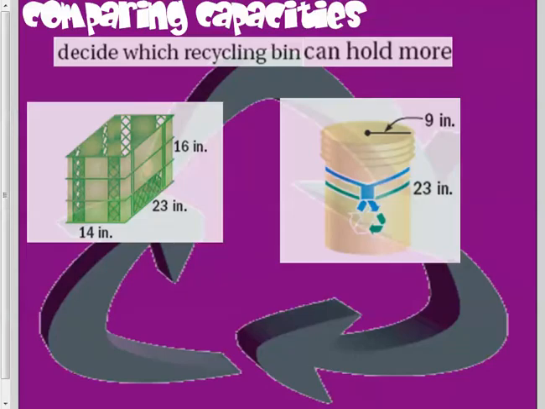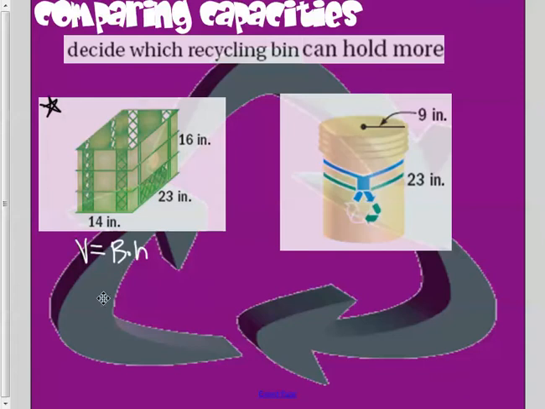Okay, so let's recall back to last year where we found the volume of rectangular prisms. Or maybe you didn't ever remember doing this. So we need to recall how we would find the volume of this shape. So this is a rectangular prism. The volume formula is still the same. So the volume equals the big base times the height.